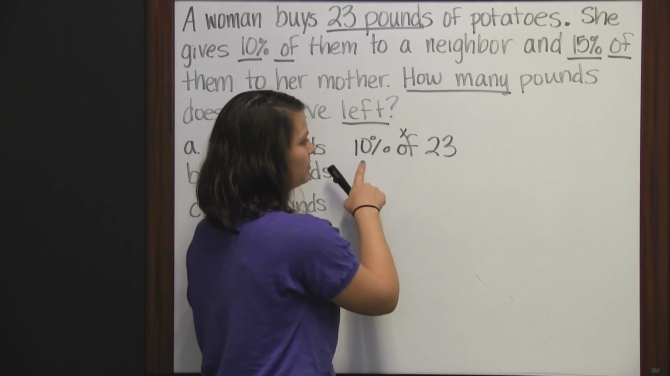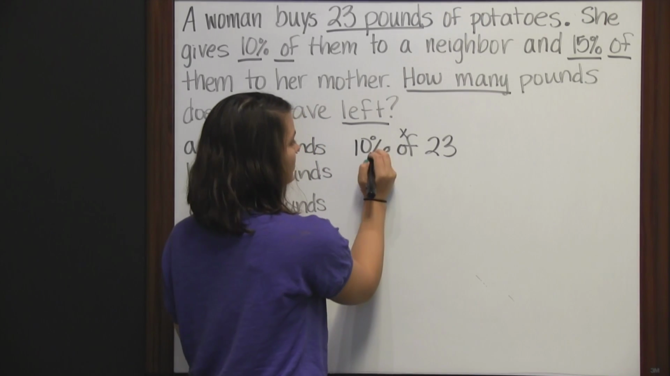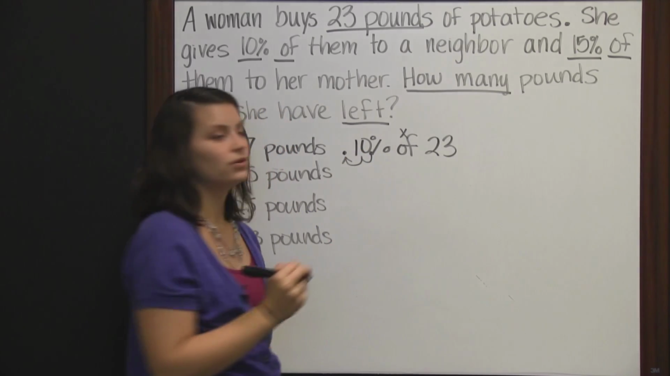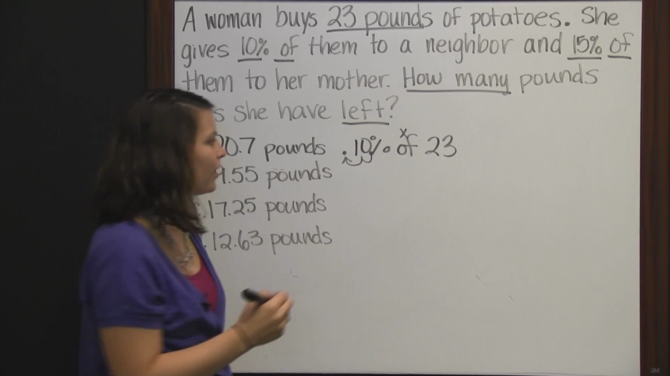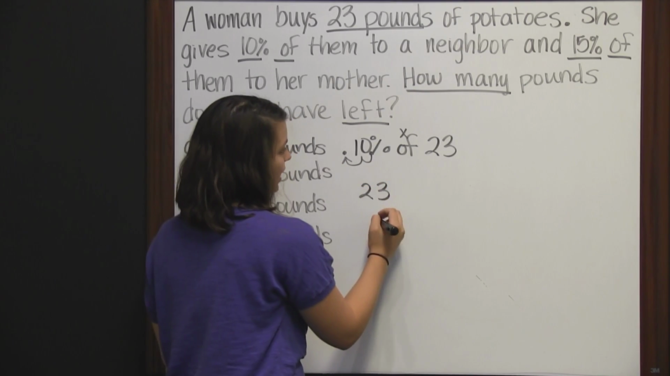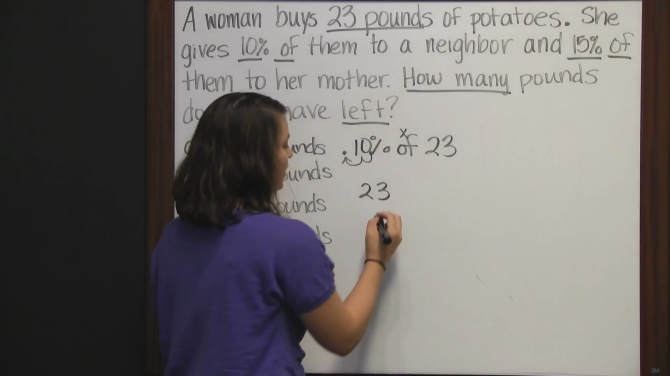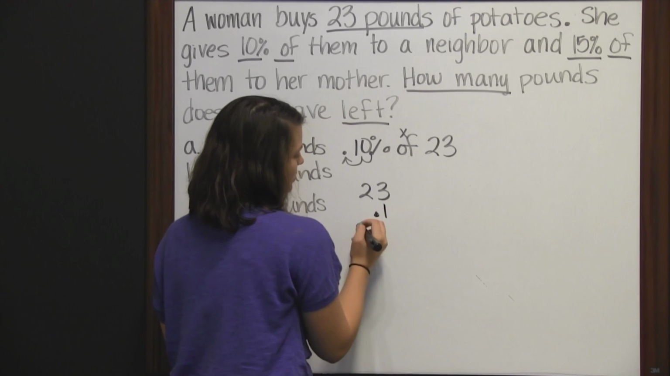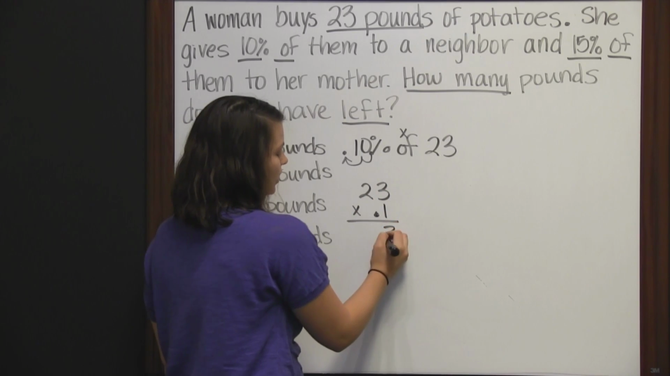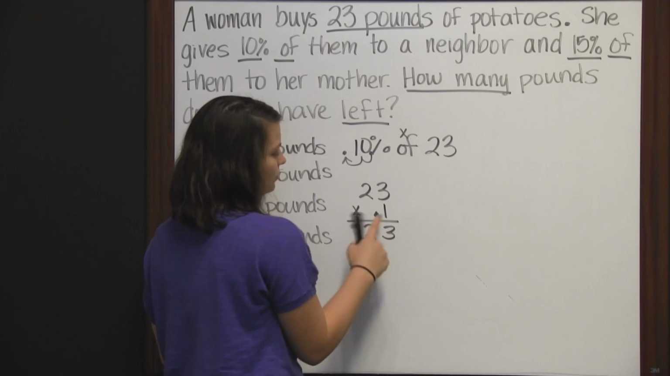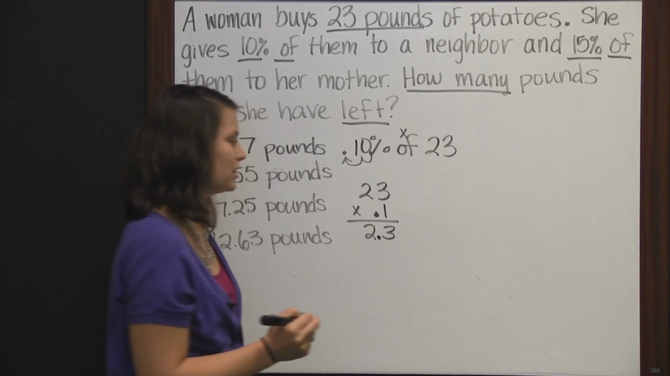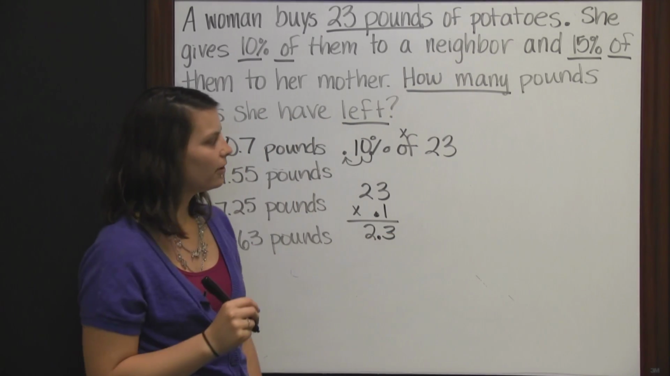And we're going to multiply 10% and 23. But first, we have to take our percent and change it to a decimal. So we move the decimal 2 places over. Now we can multiply 23 times 1/10 or 10 hundredths, and those are the same. So I'm just going to multiply times 1/10. 1 times 3 is 3, and 1 times 2 is 2, with one number behind the decimal, so that's 2 3/10 pounds that was given to the neighbor.